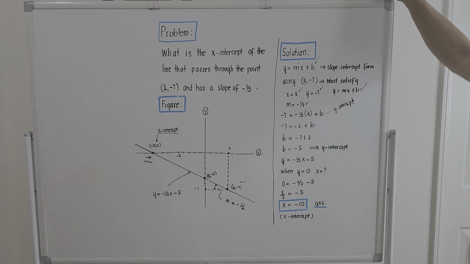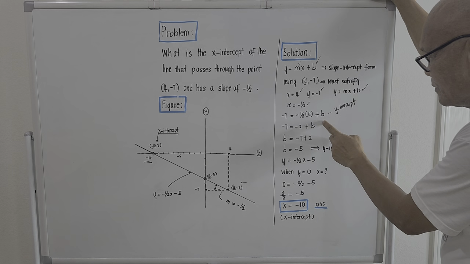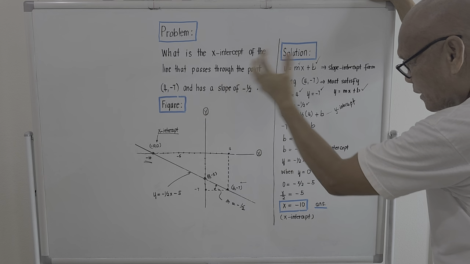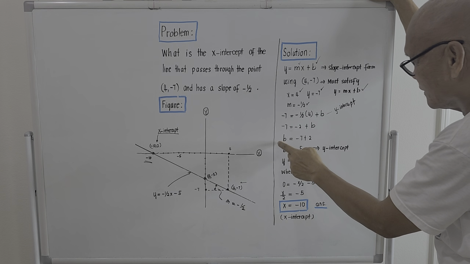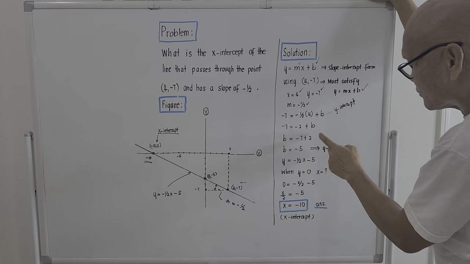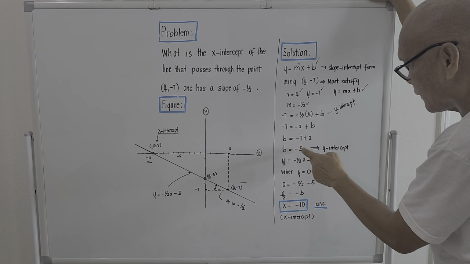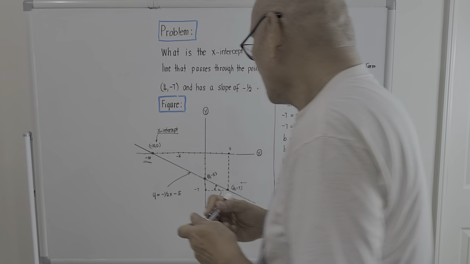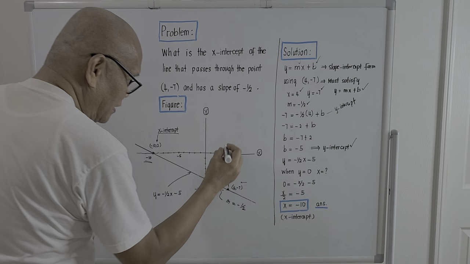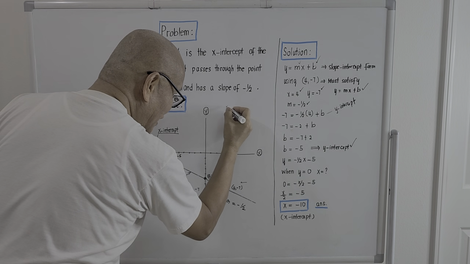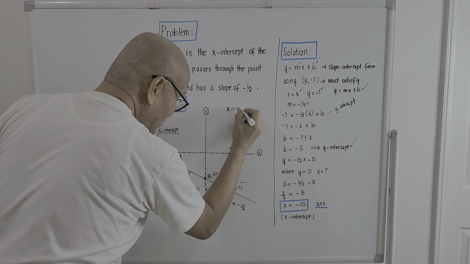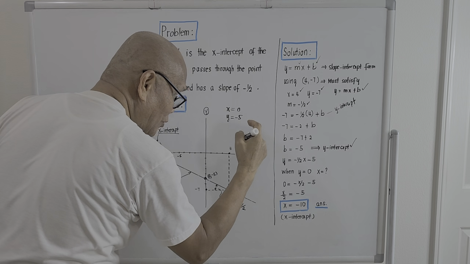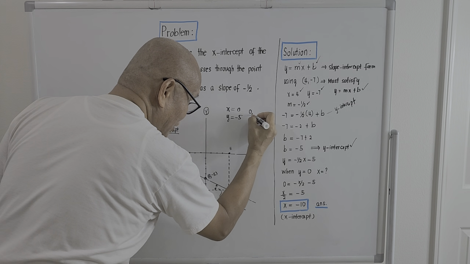So what will come out? b will be equal to negative 7. We transpose this to the left, then rearrange, so the y-intercept will be negative 7 plus 2, or b equal to negative 5. I place it here, it is the y-intercept. The abscissa at the y-intercept is 0 and y is equal to negative 5. So the coordinates of the y-intercept are 0 and negative 5.